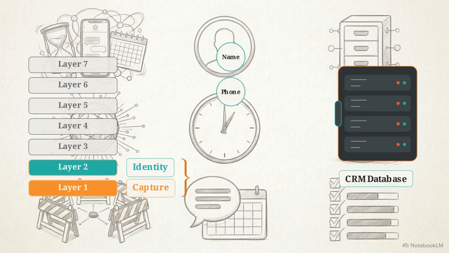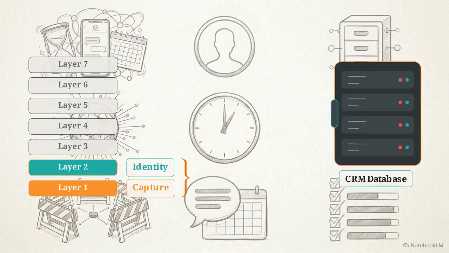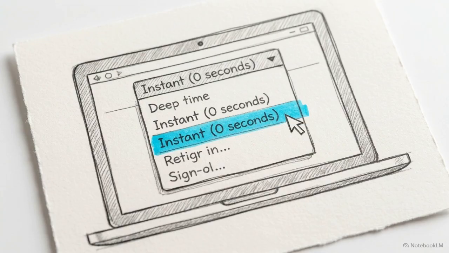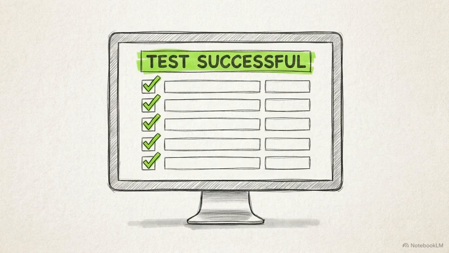The system must immediately capture and map 5 data points into your CRM: name, phone number, email, lead source, and the timestamp. Open your automation platform. You will set up an initial trigger designed to fire the very millisecond a new lead hits that chosen channel. Run a test trigger using dummy information. You must verify that your automation platform successfully catches all 5 data points before building the rest of the sequence.